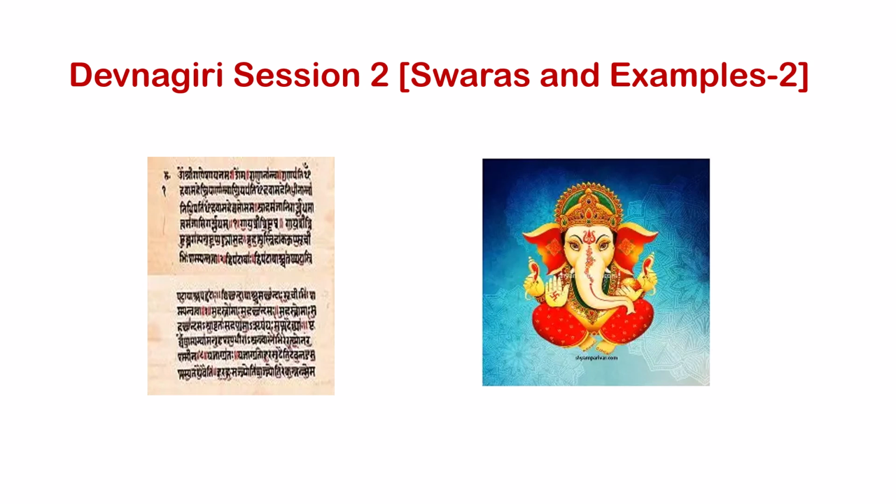Okay, so last time I think we learned till U, right? Dirgha U. Yes, ma'am. A, A, E, E, U, U. And we also saw various examples and words from that. We will continue from there.